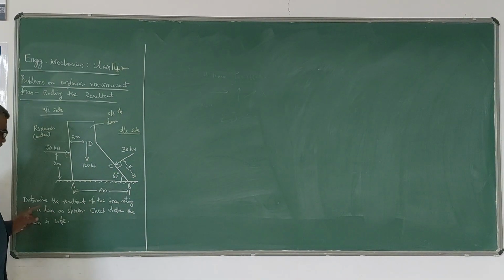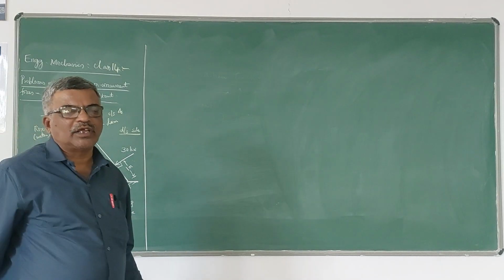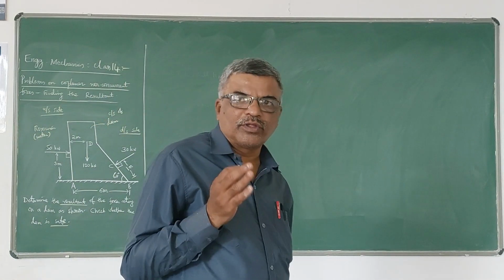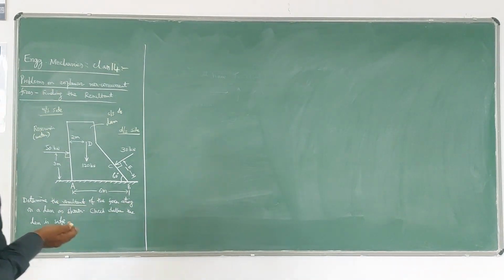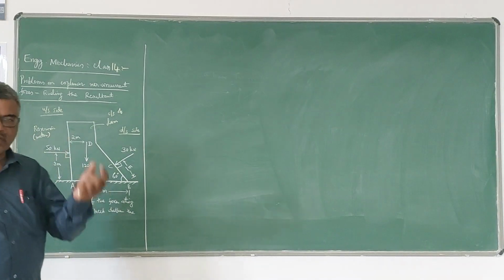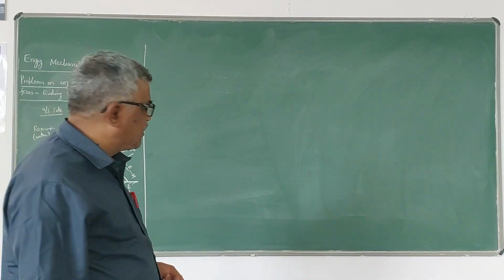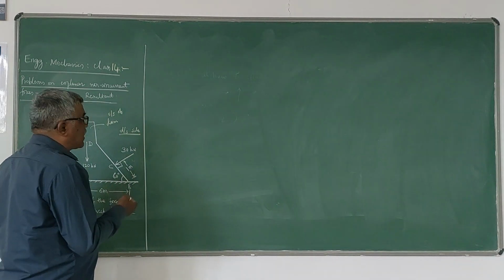So the question is determine the resultant of the forces acting on a dam as shown in the figure. Check whether the dam is safe or not. So first we will find out the resultant, both in magnitude, direction, as well as we will locate the position of the resultant. Then we will check whether the dam is safe or not. So I will just tell you the condition for which the dam should be safe. First let us do the resultant calculation.